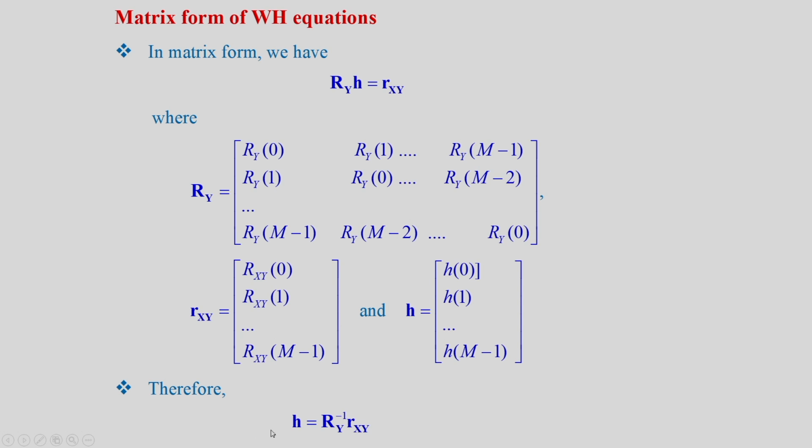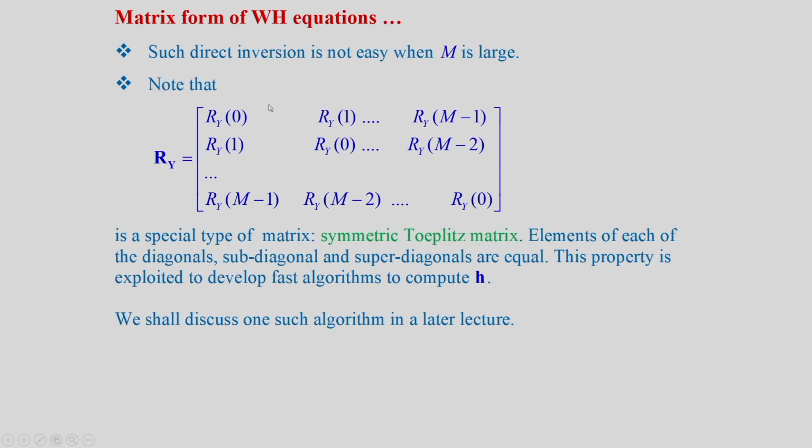We can find h by inverting this relationship R y h is equal to small r xy. Therefore, h will be R y inverse into the small r xy vector. So, this inverse matrix we have to find out. Such direct inversion is not easy when m is large, because I know that R y is an m by m matrix. So, if m is large, inversion will be very complicated.